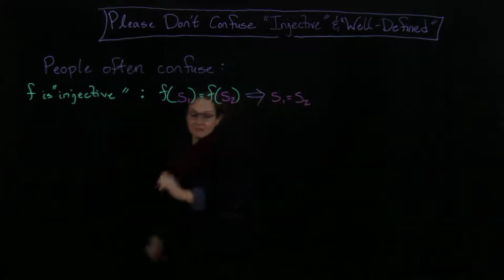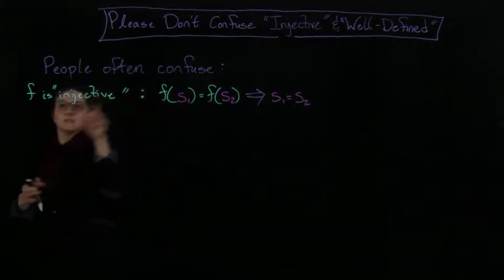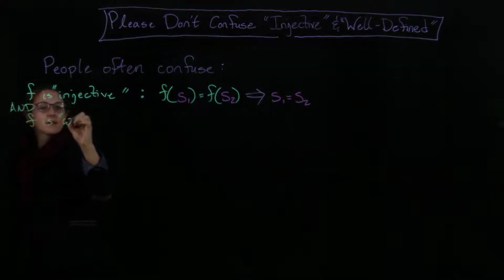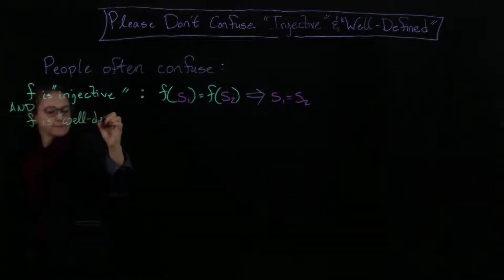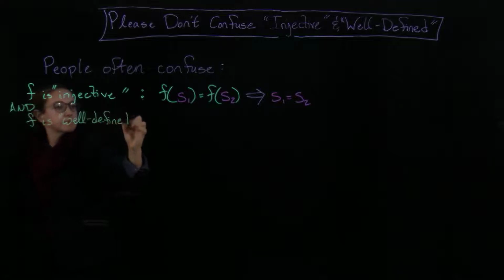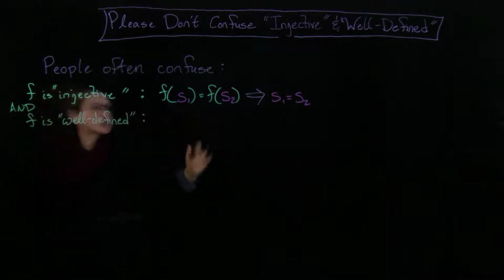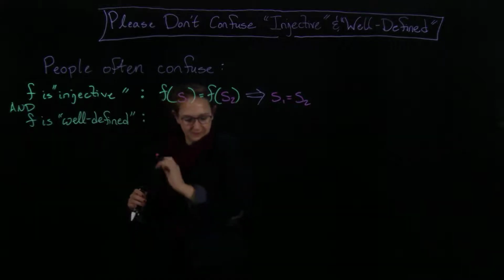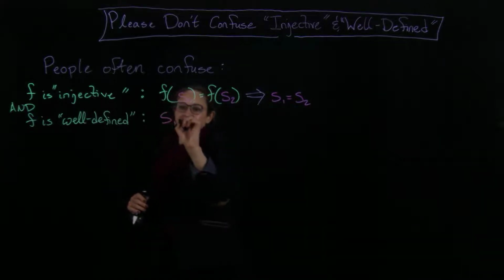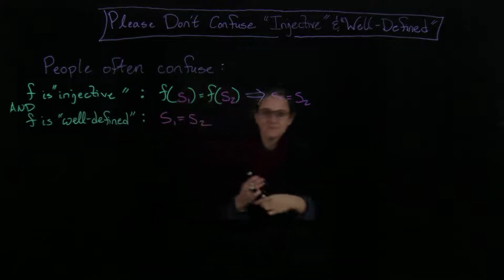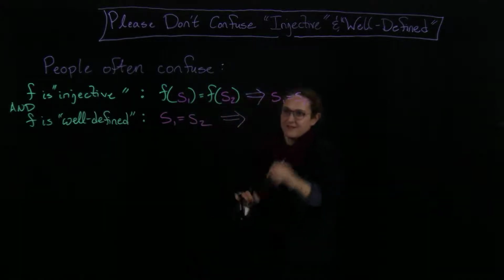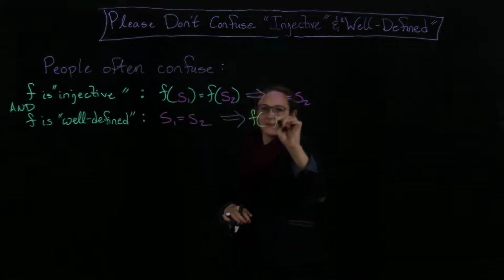Whereas what does it mean to be well defined? So this is the first one, and F is well defined. This tells me that if S1 equals S2, then F of S1 equals F of S2.